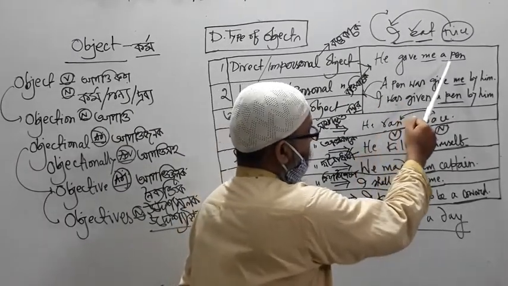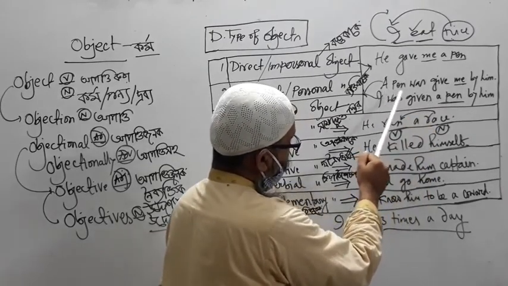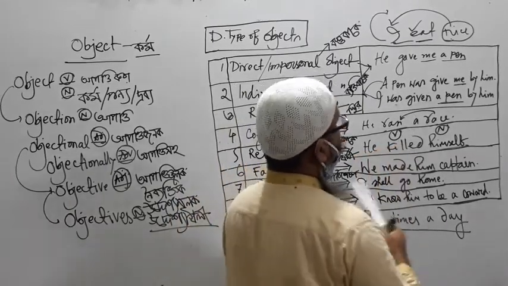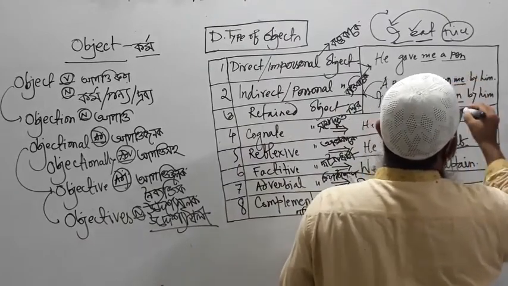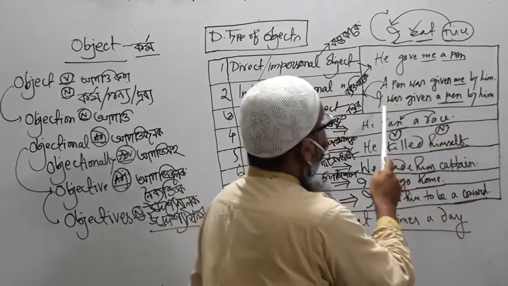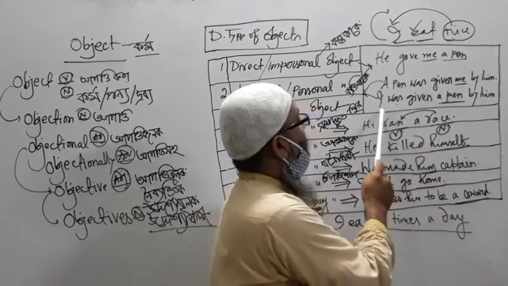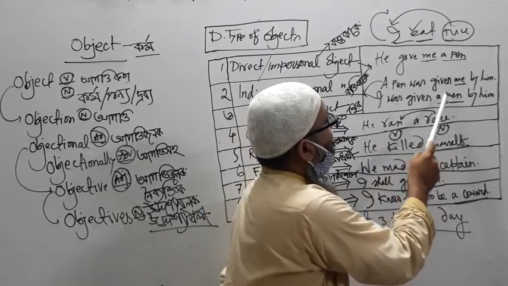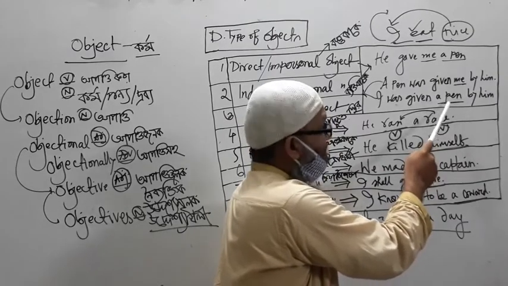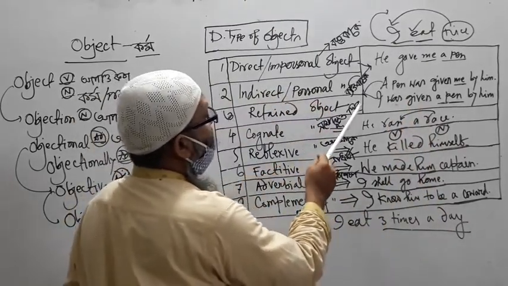Okay. See, when we take a pen as the subject, then what is written here? A pen was given me by him. On the other hand, when you take me as the subject, then I was given a pen. A pen is still retained in its position by him. Okay, and then the retained object, that is sthir kormo.